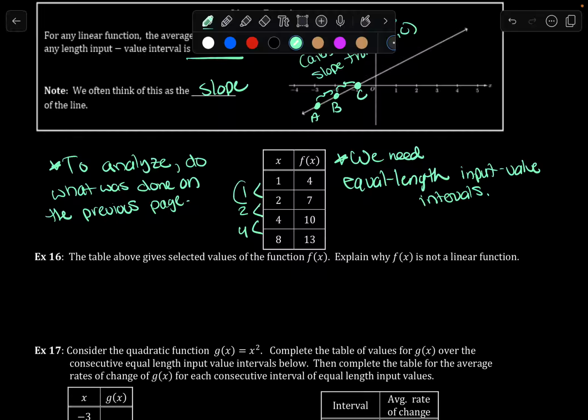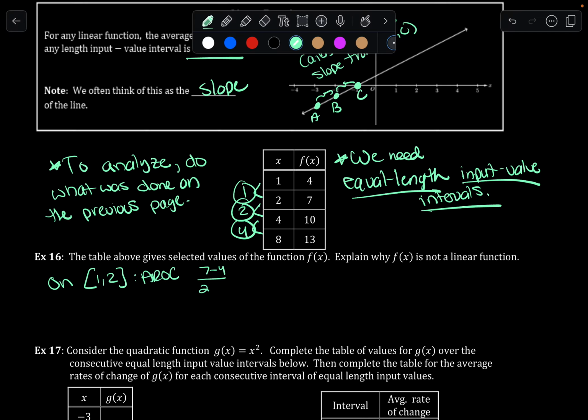Now, if this was spaced out equally, 1, 1, 1, we could just go ahead and do what we did on the previous page and look at the difference between the outputs. But if you do not have equal length input value intervals, then you're going to have to use your average rate of change, okay? So on the interval from 1 to 2, think of this as A to B up top. From 1 to 2, the average rate of change is going to be 7 minus 4 divided by 2 minus 1, which gives us 3.